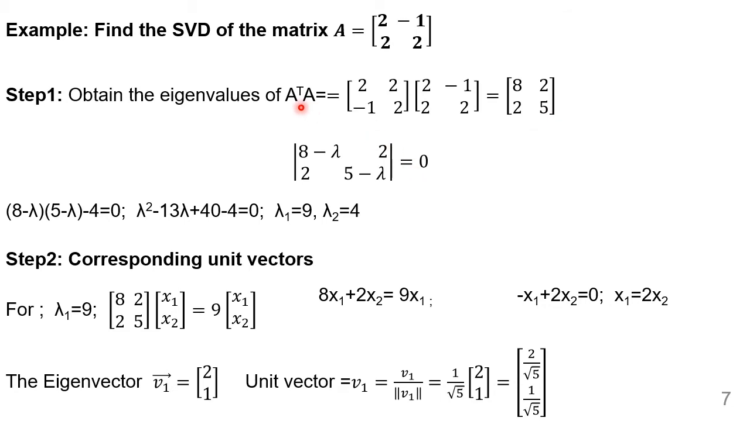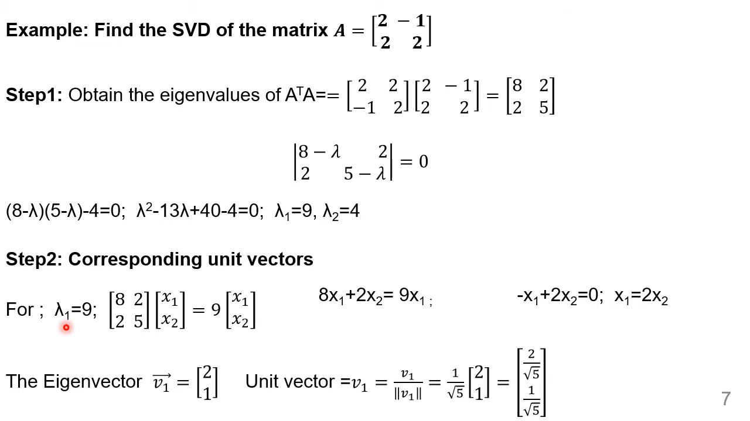We want to obtain the eigenvalues of A transpose A, that is given by the determinant of [8 minus lambda, 2; 2, 5 minus lambda], that is the characteristic polynomial, being equated to 0. When we simplify this, we get lambda 1 equal to 9, lambda 2 equal to 4. Once we know these values, we can find the eigenvectors corresponding to these eigenvalues.